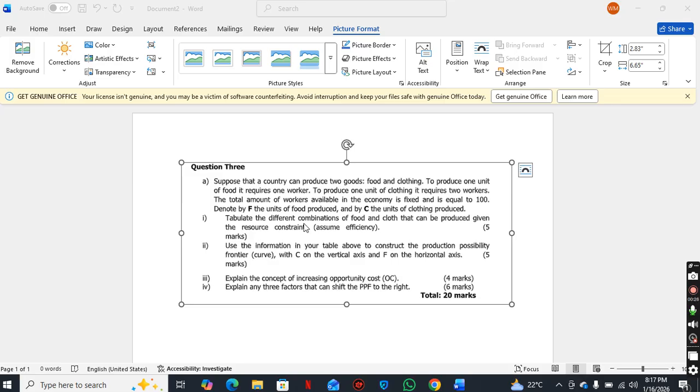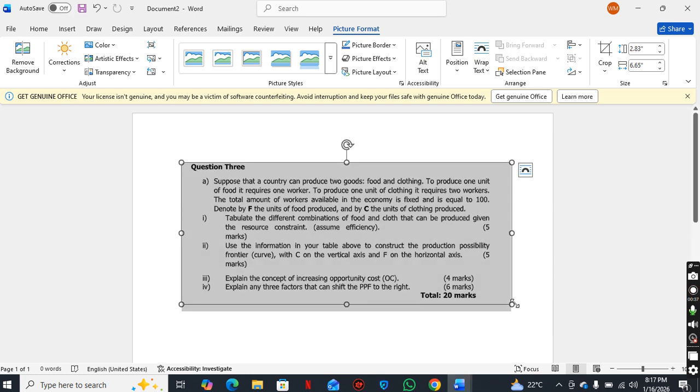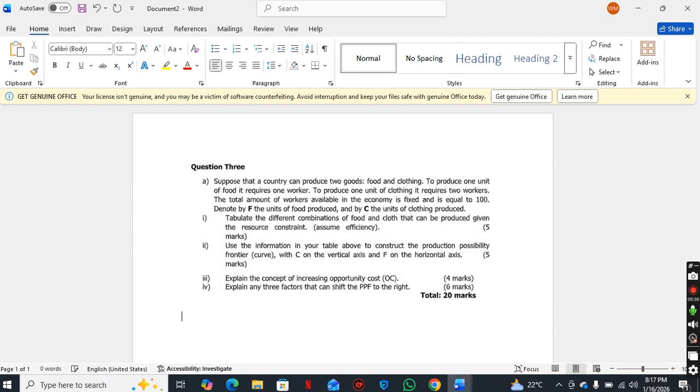Number 1. Tabulate the different combinations of food and cloth that can be produced given the resource constraint. Alright, so this is first what we need to do.